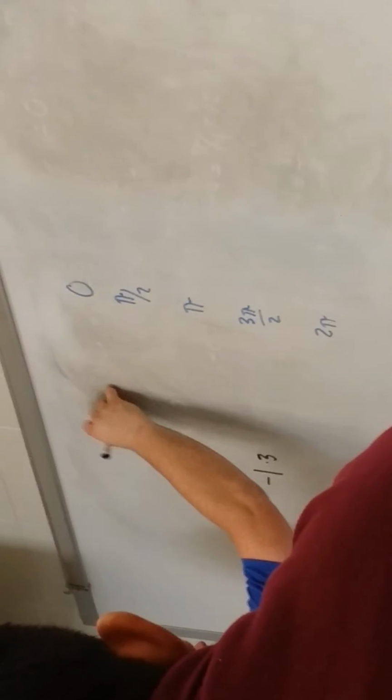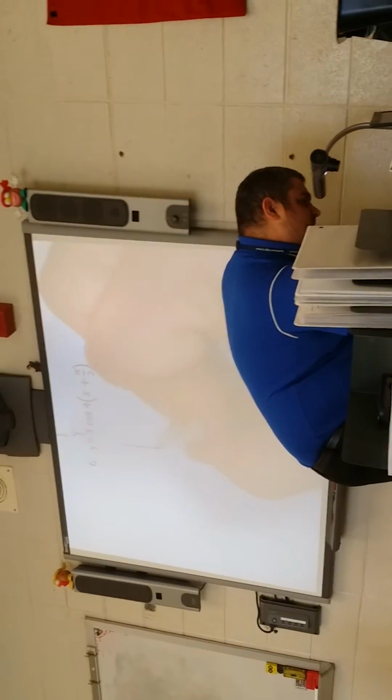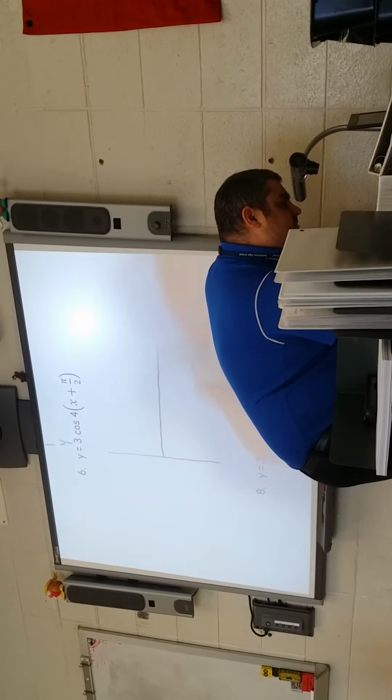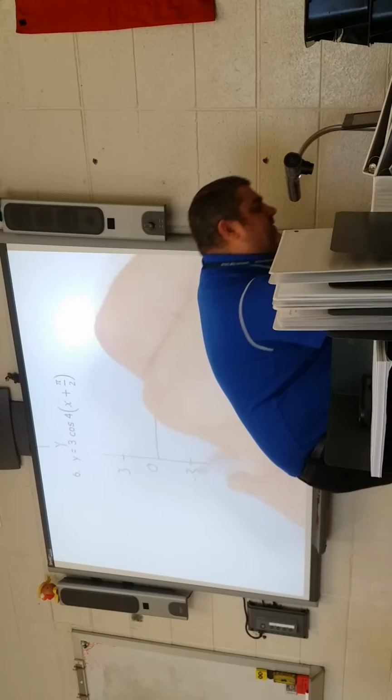Multiply all of our y values by 3. So times 3, times 3, times 3 is 3, 0, and negative 3. So we're good there. Three, 0, negative 3.